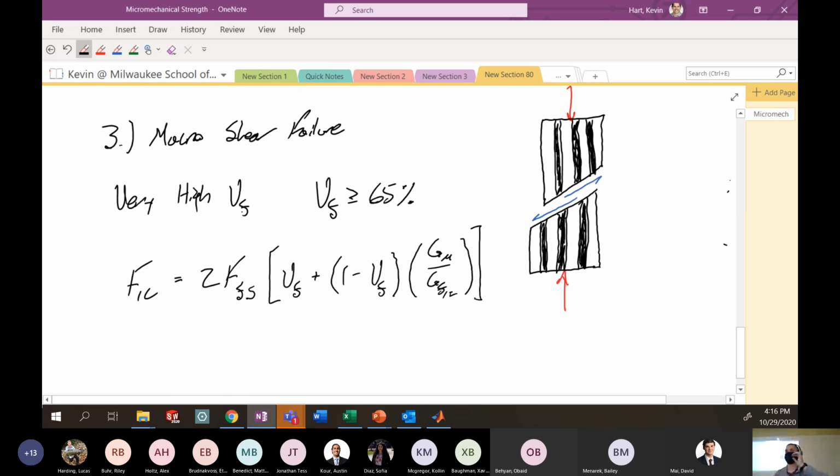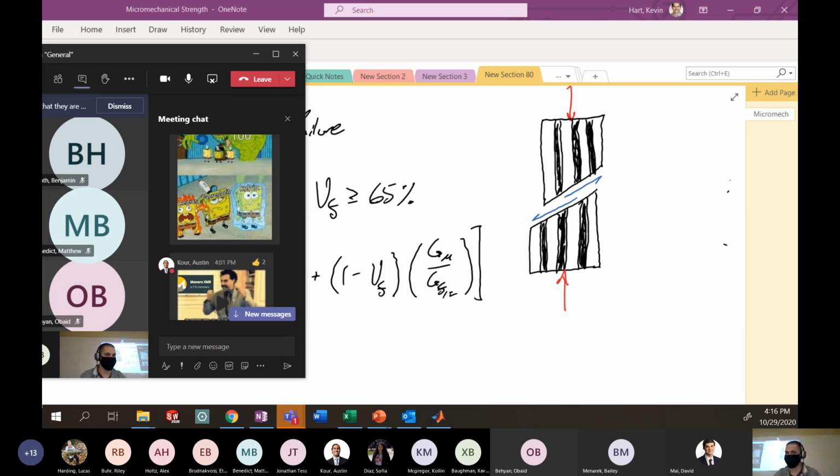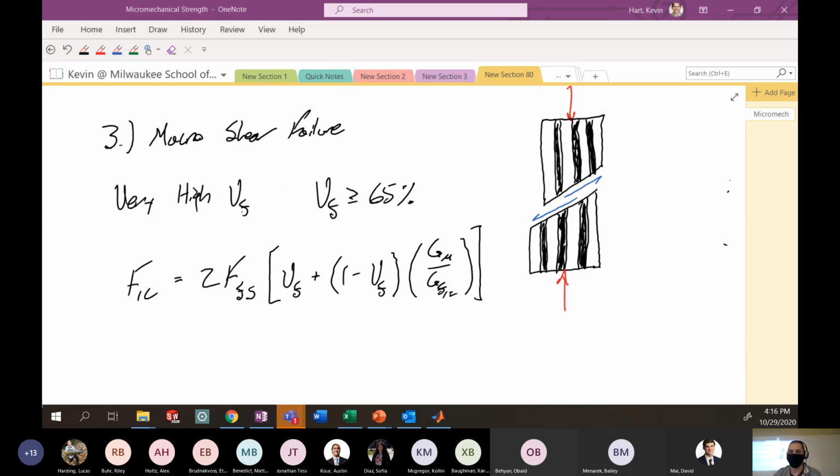Okay, longitudinal compression is also complicated, for different reasons than longitudinal tension is complicated.